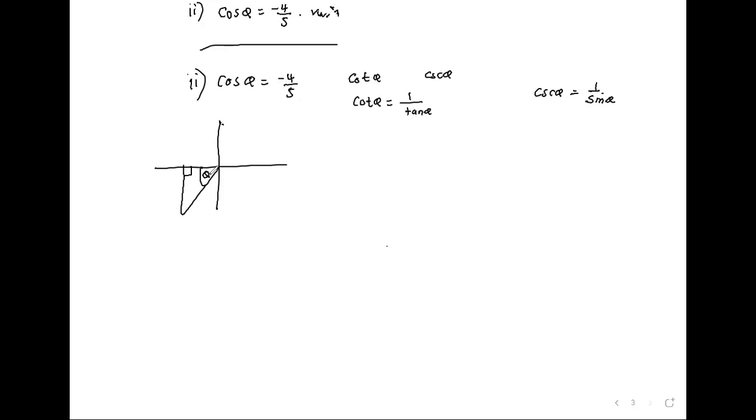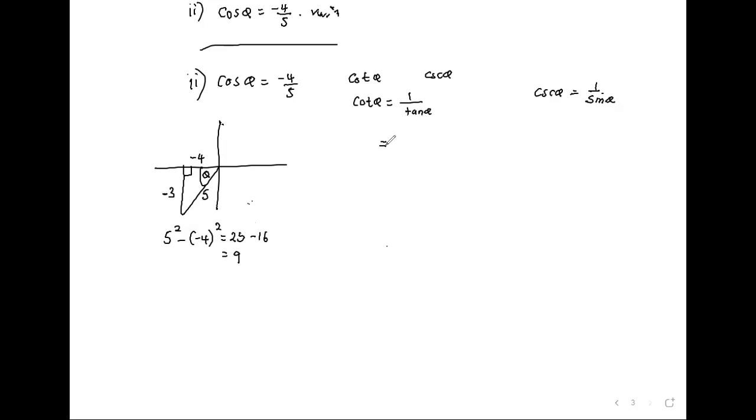Now, cos is adjacent over hypotenuse. So we can find the opposite side by using Pythagoras theorem. So you say 5 squared minus 4 squared, which is equal to 25 minus 16, which is 9. The root of 9 is 3. And because you're on the negative part, it will be minus 3.